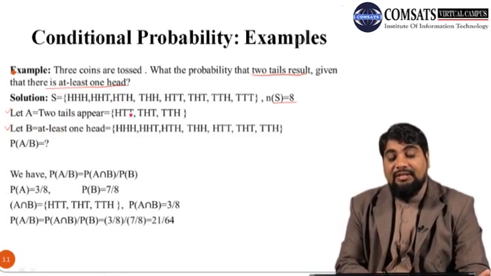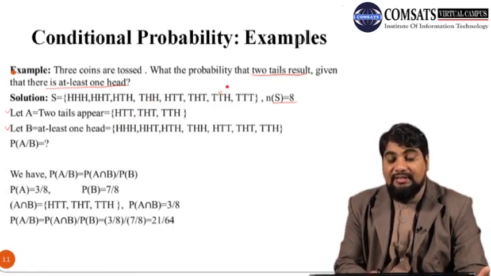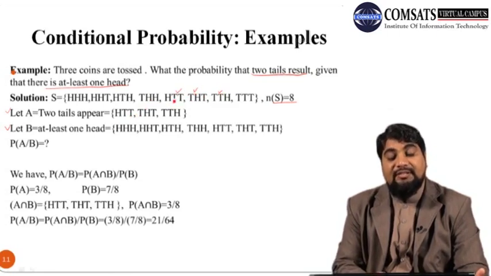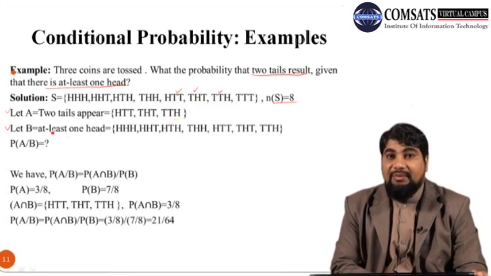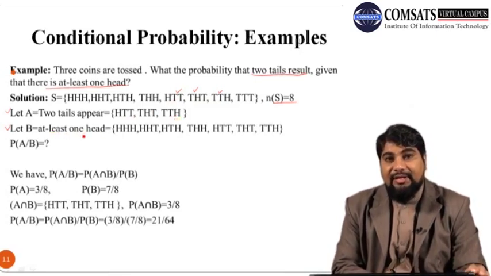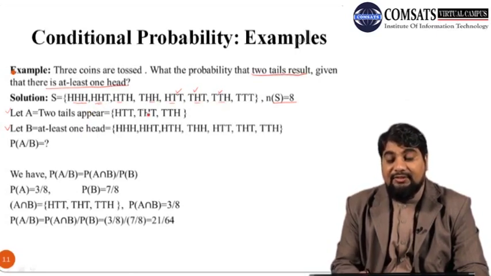Two tails appear means just pick from this sample space those outcomes where we have two tails. So two tails and these two tails. Just write these three outcomes here. Similarly in event B, at least one head means either one head or more than one head. So pick the relevant outcomes from the sample space. Here we have 3 heads, 2 heads, 2 heads, 2 heads, 1 head, 1 head, 1 head. So one or more heads. Just leave this last option.